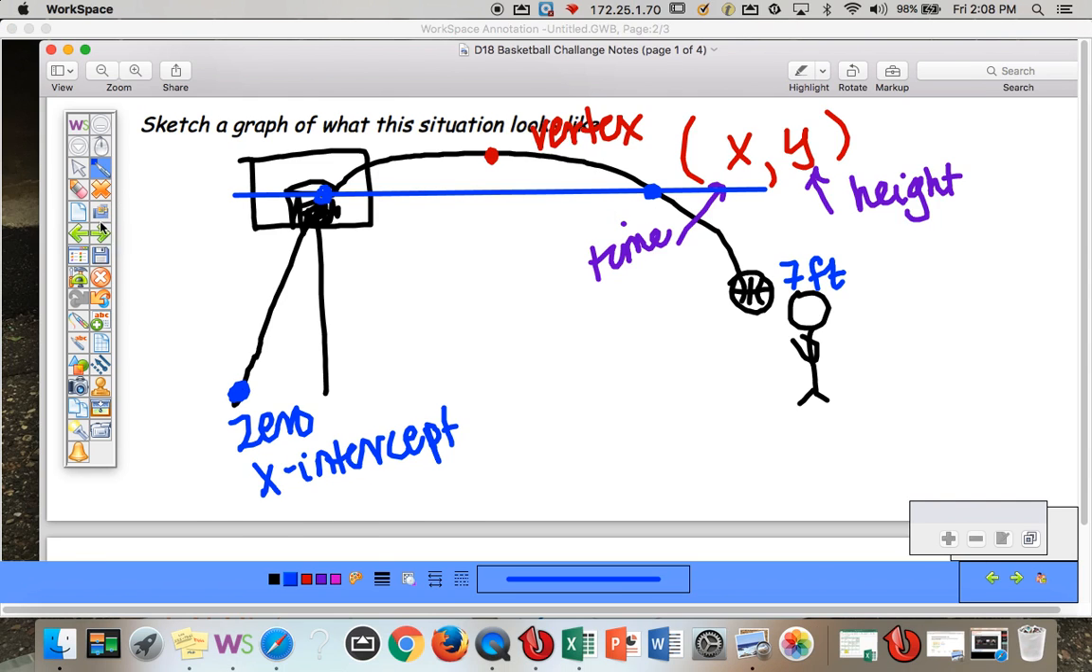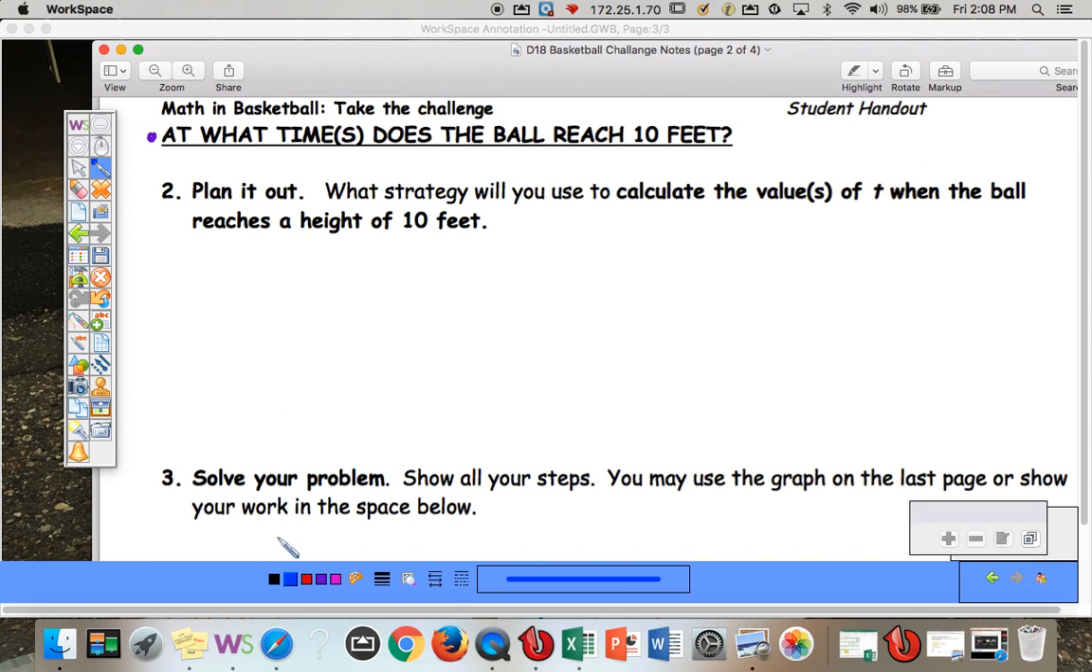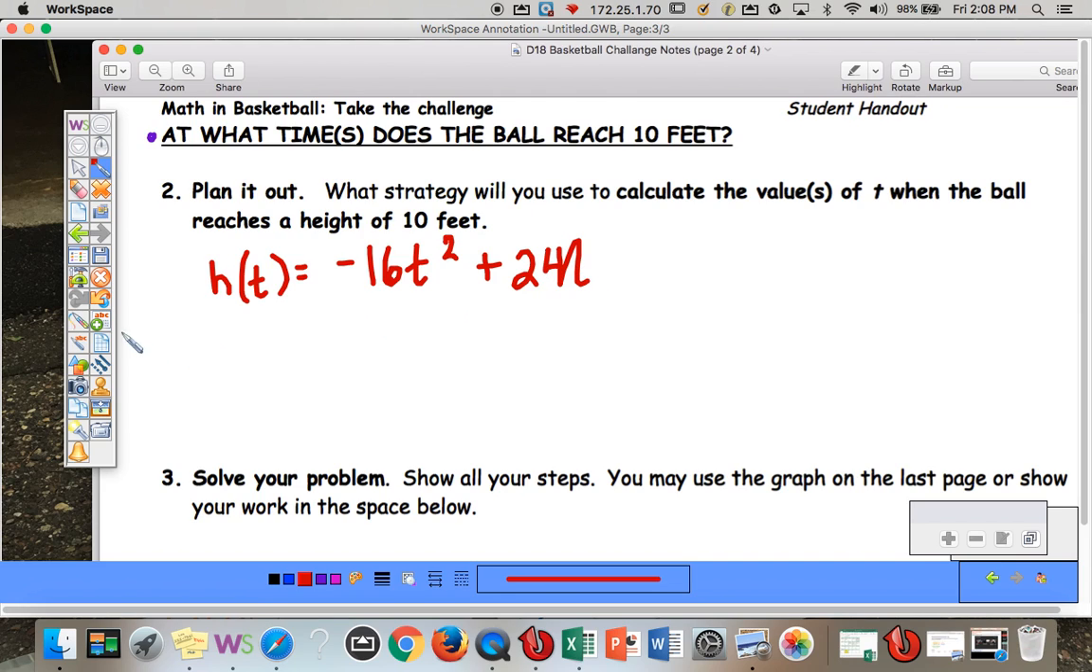Okay, so if you write this equation out, here's his equation. His height at any given time is negative 16t squared plus 24t plus 7. We want to know, when does that height reach 10 feet?